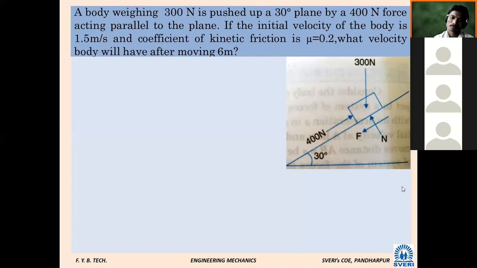Read the problem. A body weighing 100 Newton is pushed up a 30-degree plane by a 400 Newton force acting parallel to the plane. If the initial velocity of the body is 1.5 meter per second and the coefficient of kinetic friction is 0.2, what velocity will the body have after moving 6 meter? Read the problem for 1 minute.